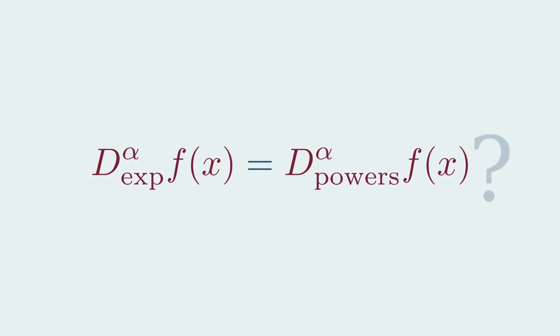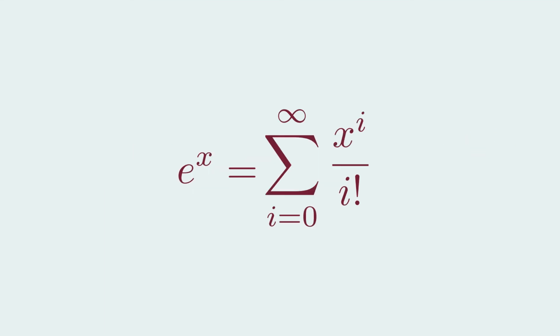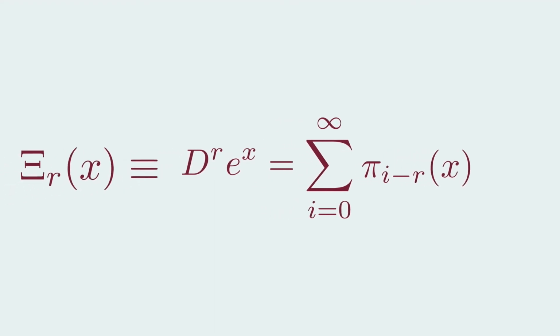Do these two approaches to defining fractional derivatives give the same result? I say yes. Here's how I argue it. First, observe that if we write the exponential function like this, as seen in every calculus textbook, and we use our pi symbol, then we have, as the arbitrary order fractional derivative, this. What can we say about this? Let's give it a name. I'll pick xi for no particular reason.